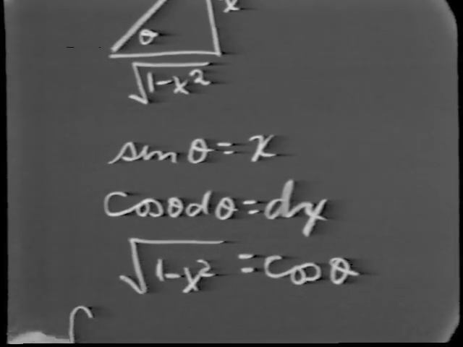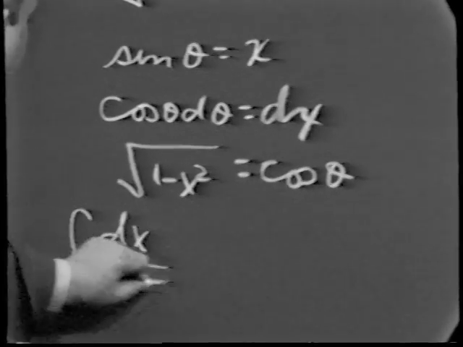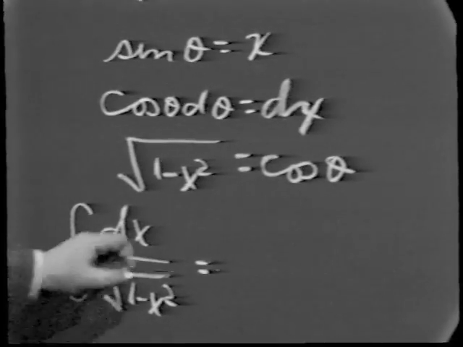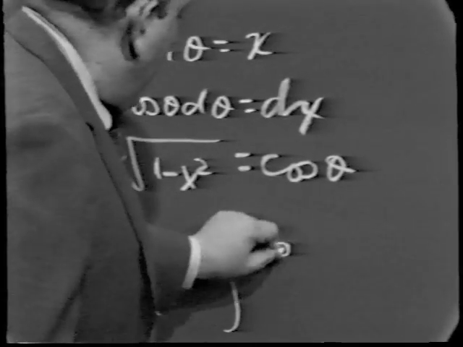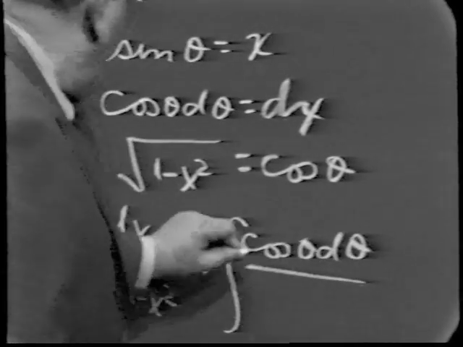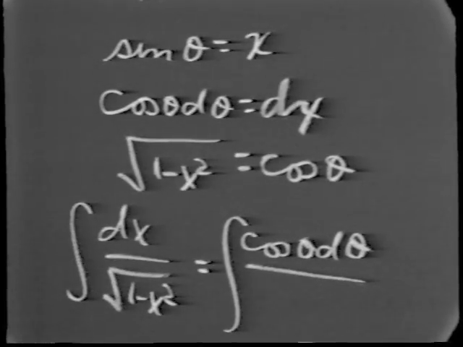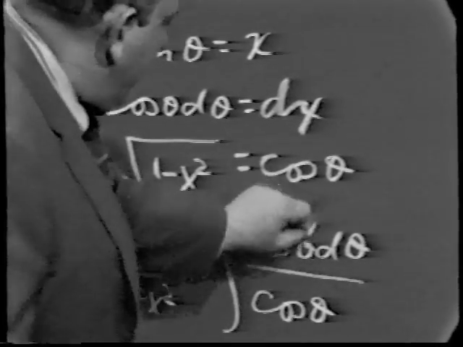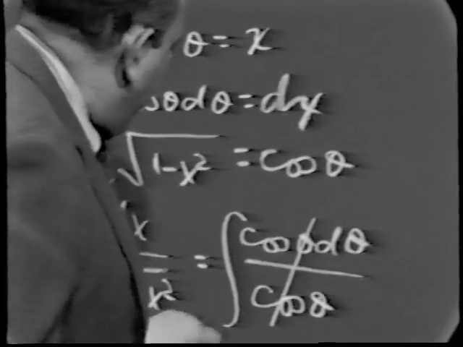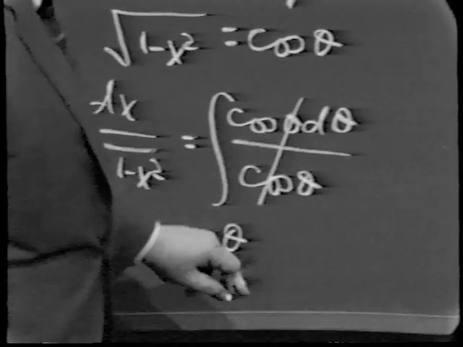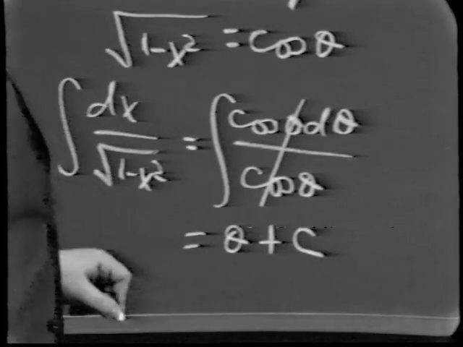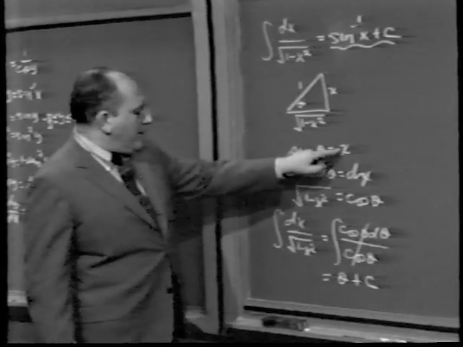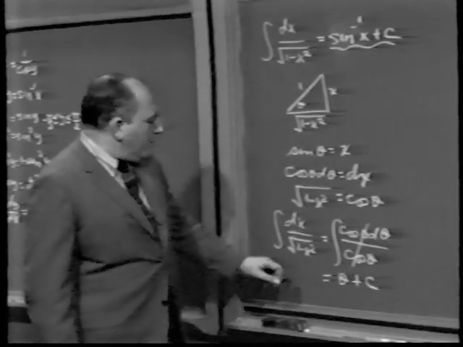Therefore, if I make these substitutions in the integral dx over the square root of 1 minus x squared, using the differential notation, dx becomes replaced by cosine theta d theta. The square root of 1 minus x squared becomes replaced by cosine theta. These cancel. The integral then turns out to be what? The integral of d theta is theta plus a constant, but what was theta? Sine theta was x, so theta is the number whose sine is x.